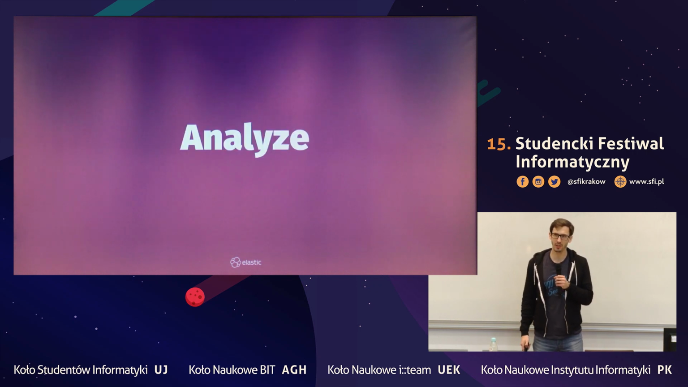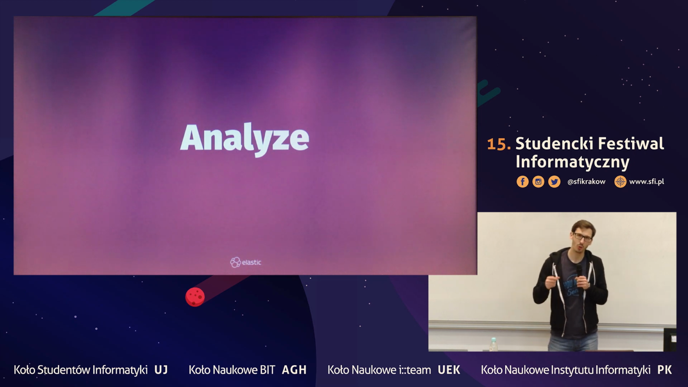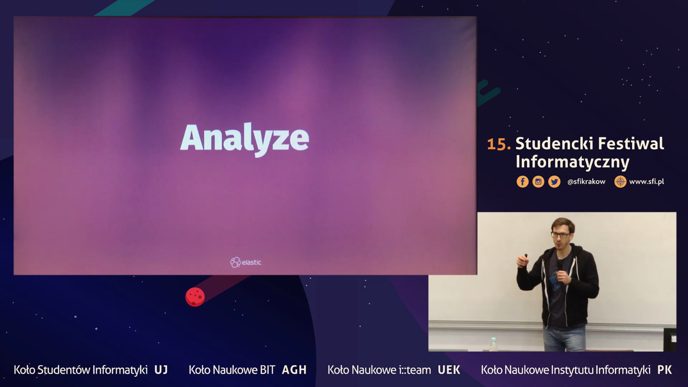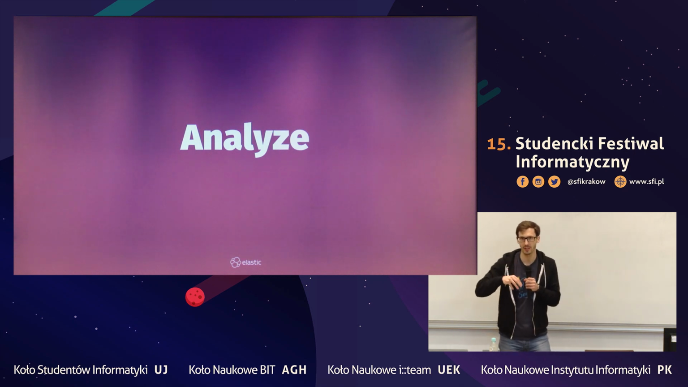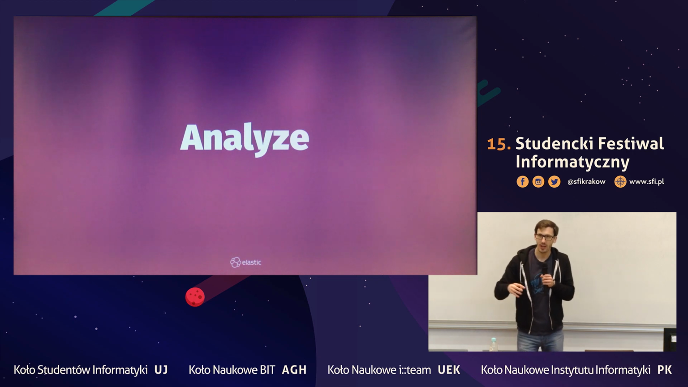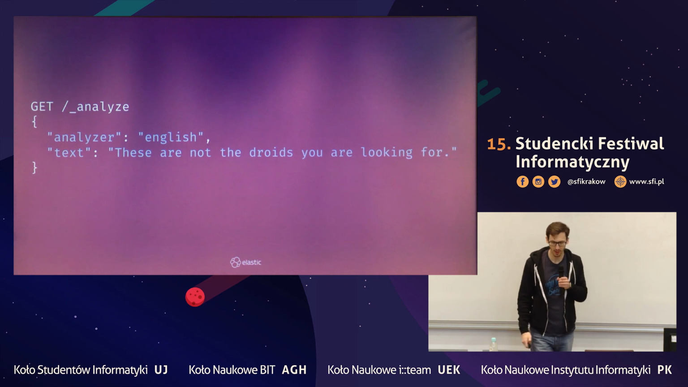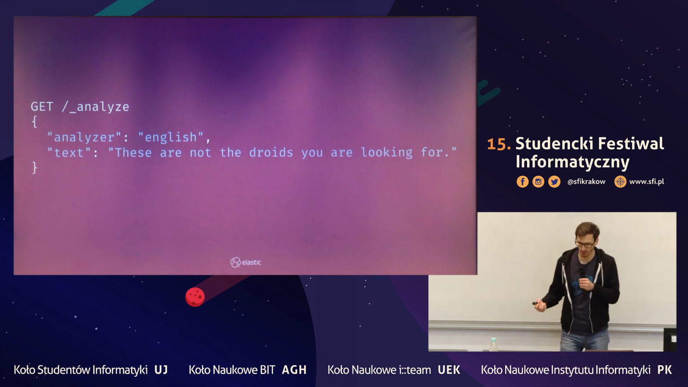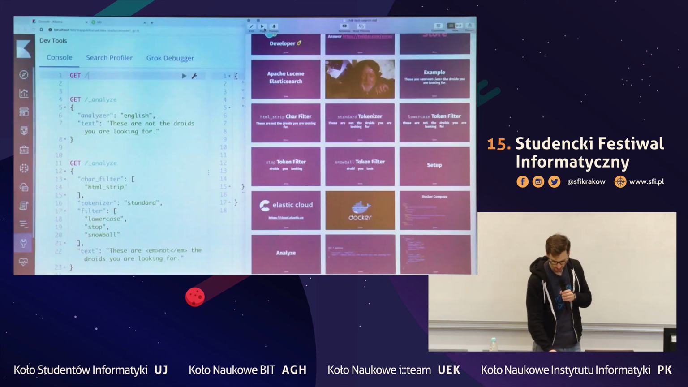Let's see how stuff is actually being stored. Or let's not actually store it yet. Let's simulate how it would look if we would store something. So we have a so-called analyze endpoint. Basically, you can throw a text against that, and it would show you what would happen if Elasticsearch would store that to disk. It's not doing that right now, it's just showing you what would happen. So let's take our English sentence: these are not the droids you're looking for, and actually we can try that out live.